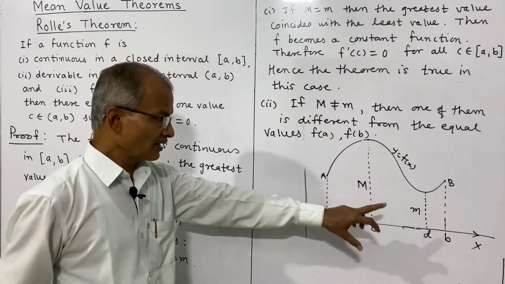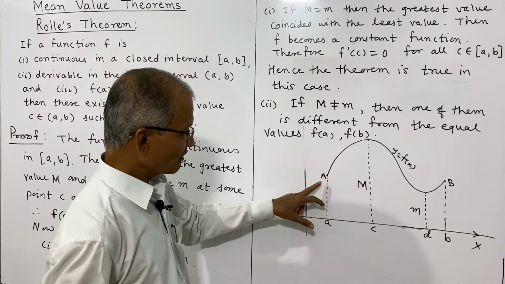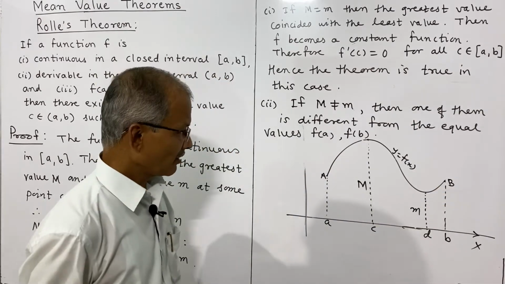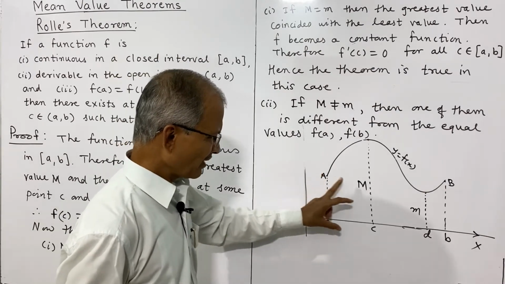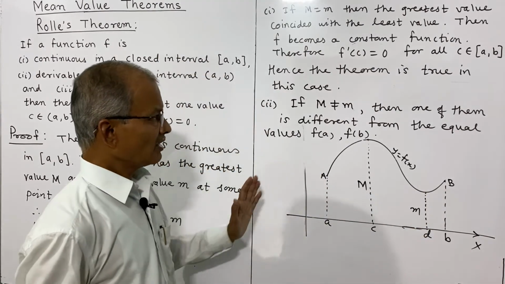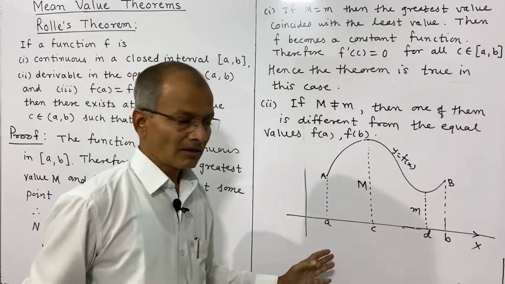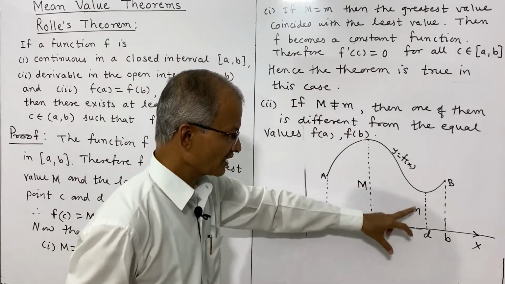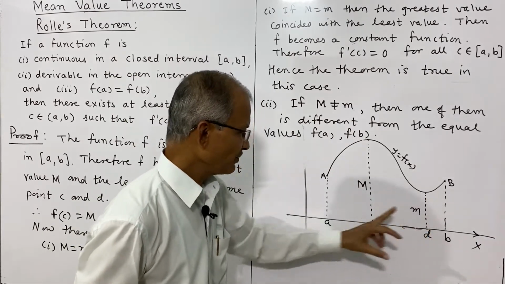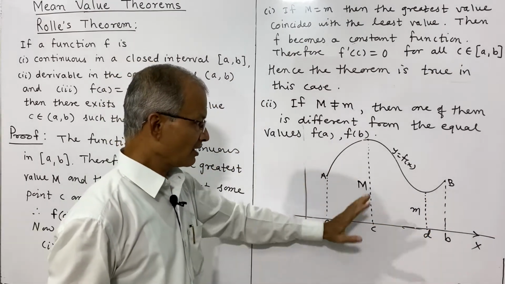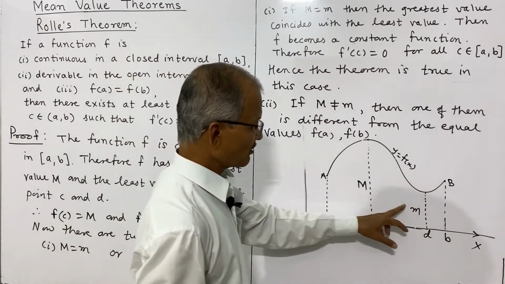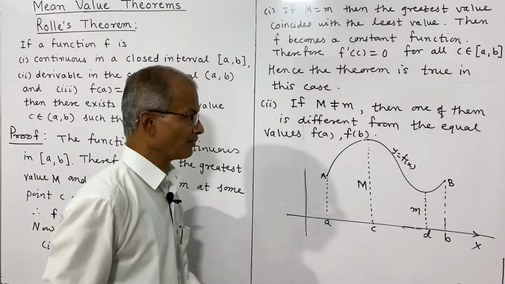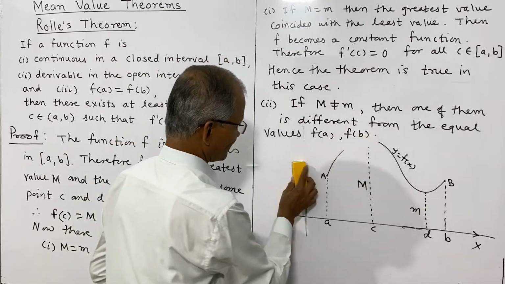So this is the case: either capital M is not equal to f of a, or small m is not equal to f of b, because f of a and f of b are equal. Here both are unequal. Capital M is greater than f of a, which is equal to f of b, and small m is less than f of b and f of a. So these are all different values. That is the case we have here.